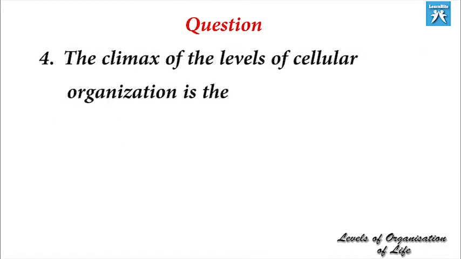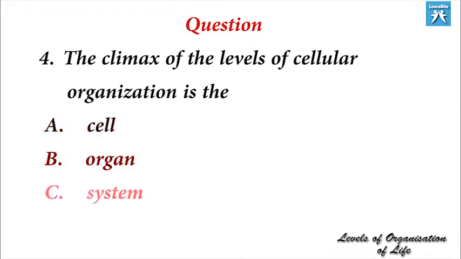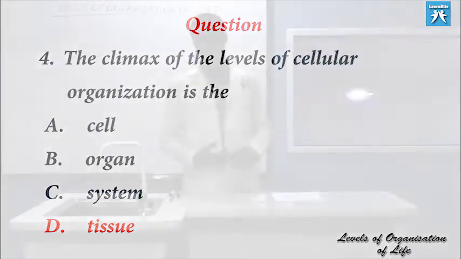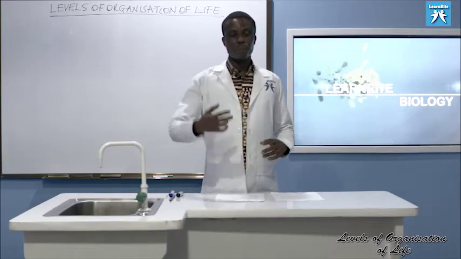The climax of the levels of cellular organization is the climax. A, cell. B, organ. C, system. D, tissue. I hope you understand climax. The peak of everything.